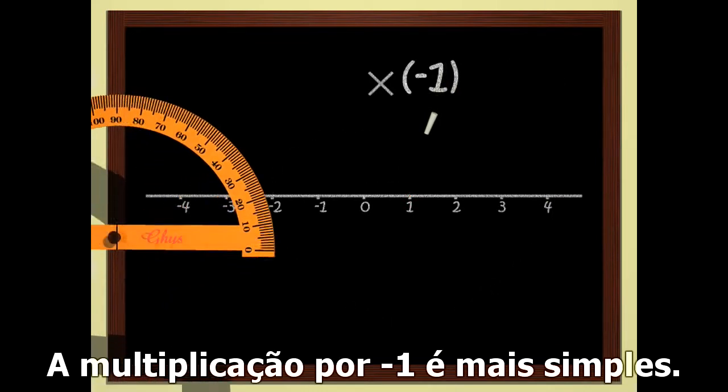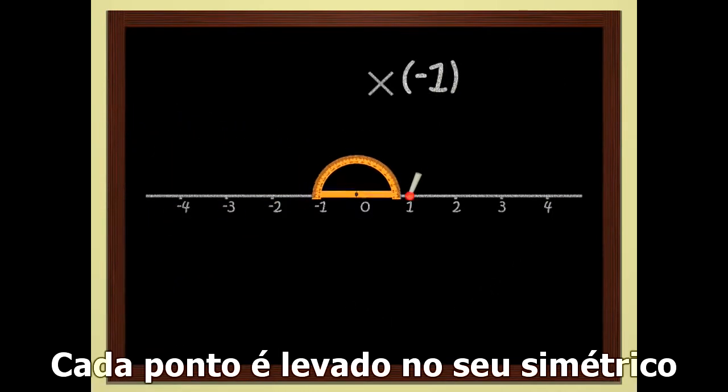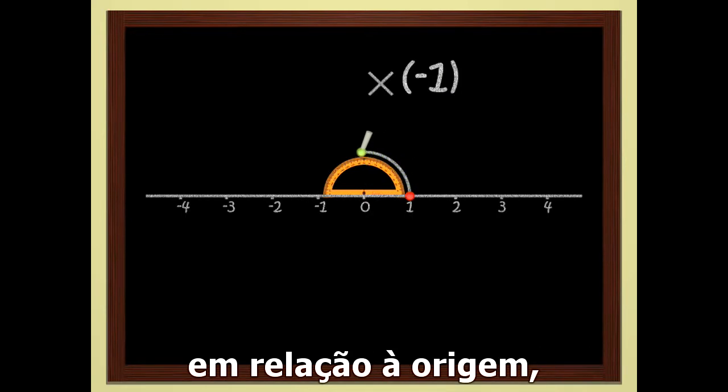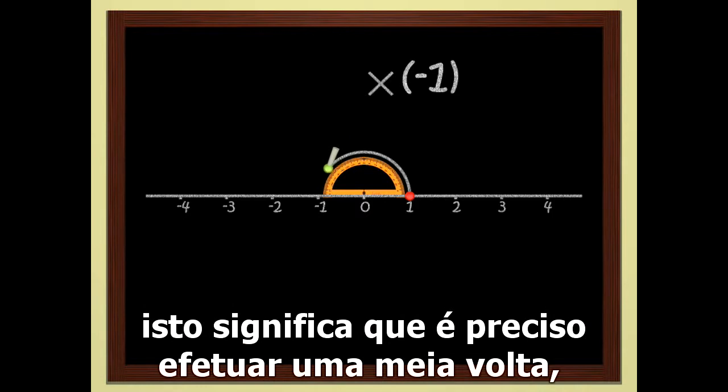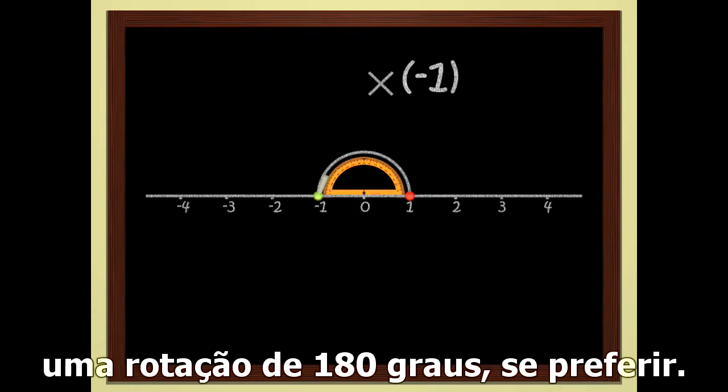Multiplying by -1 is very easy. Each point is sent to the symmetrical point with respect to the origin. In other words, we do a half turn, a rotation by 180 degrees if you like.